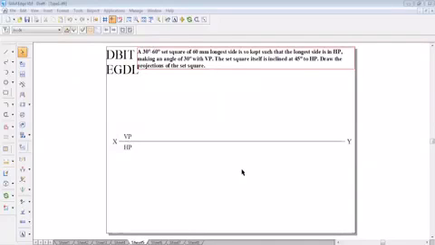A 30-degree, 60-degree set square of 60 mm longest side is kept such that the longest side is in HP, making an angle of 30 degrees with VP. The set square itself is inclined at an angle of 45 degrees to HP. Draw the projection of the set square. So this is the problem. Today we are going to see the very first problem.